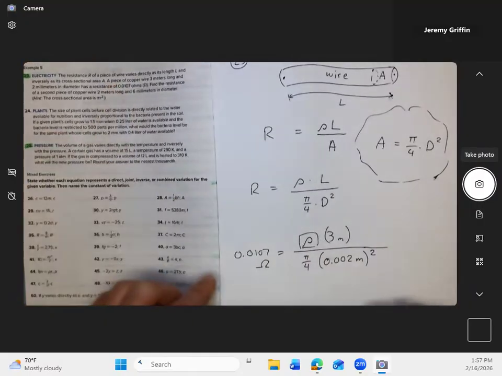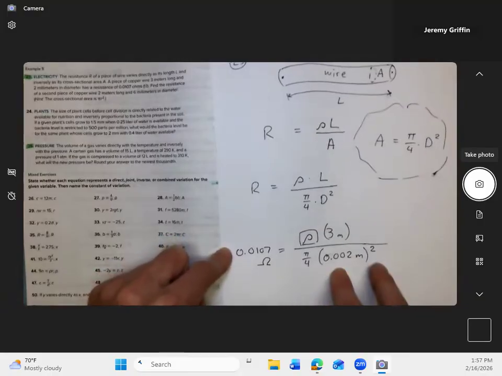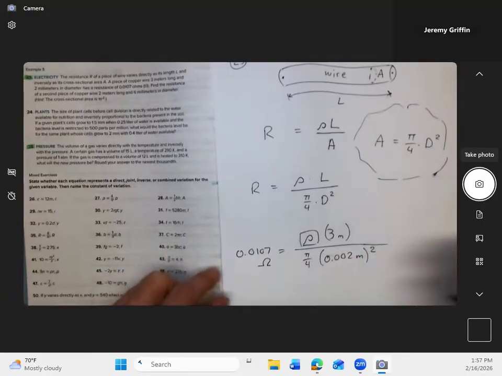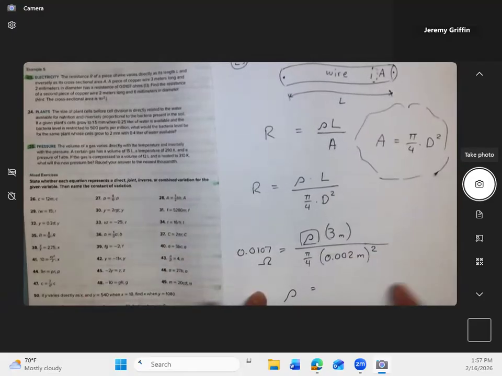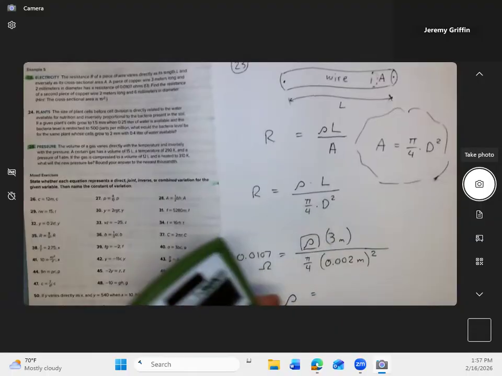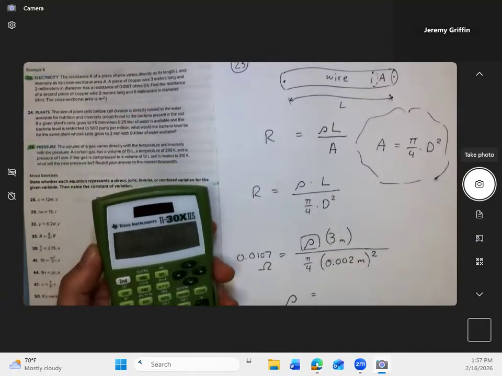That's what this is. Now, you see what we're going to do. We're going to take this resistance, cross multiply the pi over 4, the diameter squared, and divide by the length. I'll just go ahead and do that all on my calculator and come up with the resistivity of copper right here. And then later on, we'll be able to solve a target question with a different copper wire.